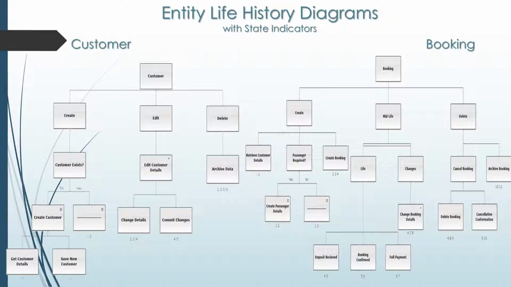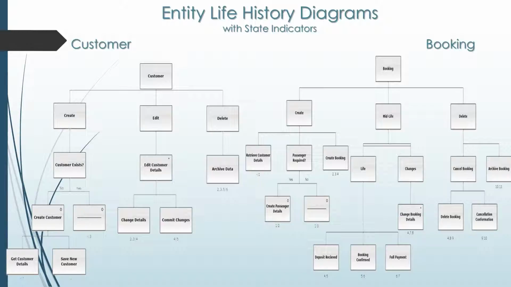Below each event, state indicators have been labelled to show what stage of its lifetime these events can occur. Null events happen early on in the creation of the customer if the customer does not exist. A series of optional events also occur in this event, and the booking diagram for whether or not a passenger is required.